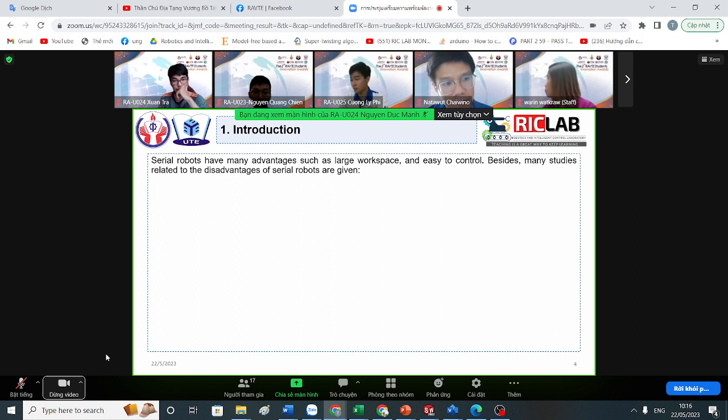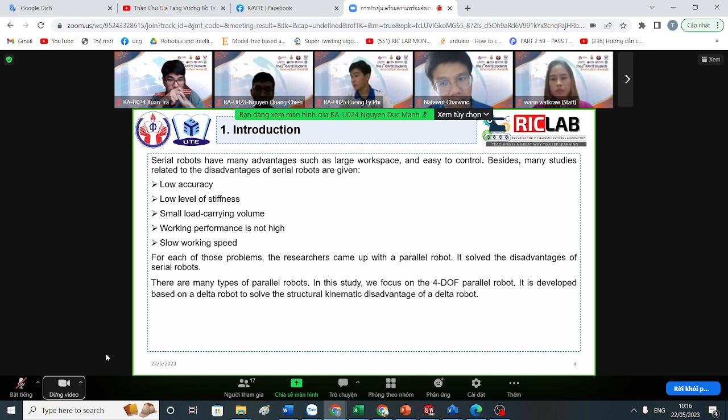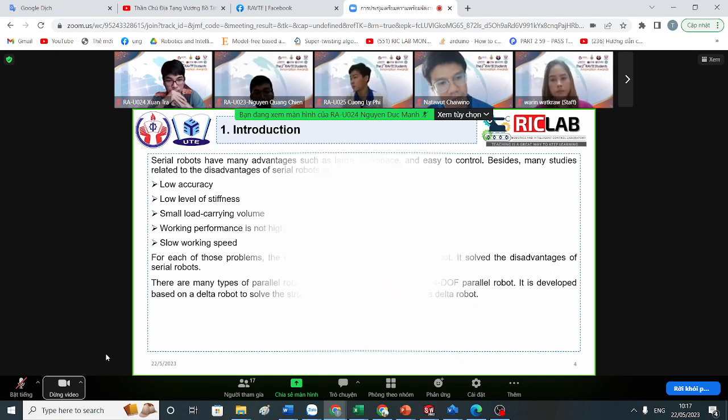Serial robots have many advantages, such as large workspace and being easy to control. Besides, many studies relate to the disadvantages of serial robots, which are low accuracy, low level of stiffness, low carrying volume, working performance is not high, and slow working speed. For each of the problems, the researchers came up with parallel robots. It shows the disadvantages of serial robots. There are many types of parallel robots. In this study, we focus on the first parallel robot, developed by Clavel, to show the structural kinematics.